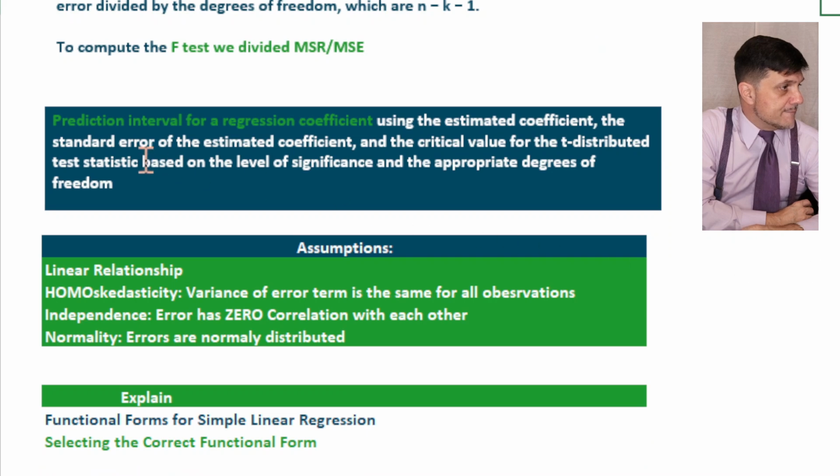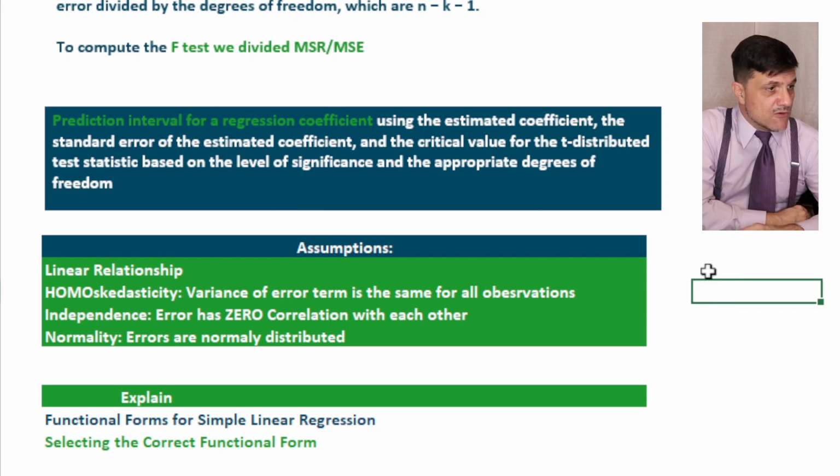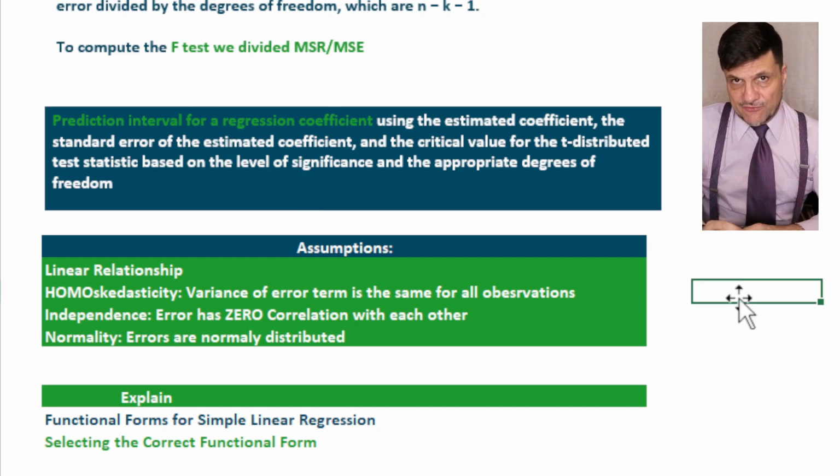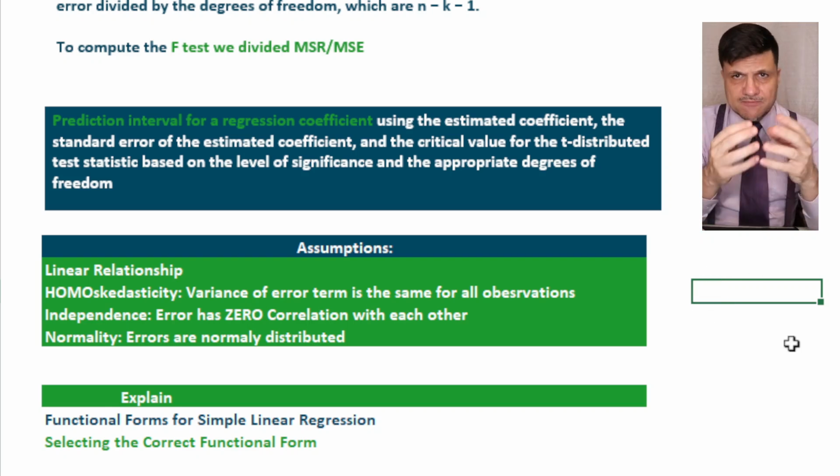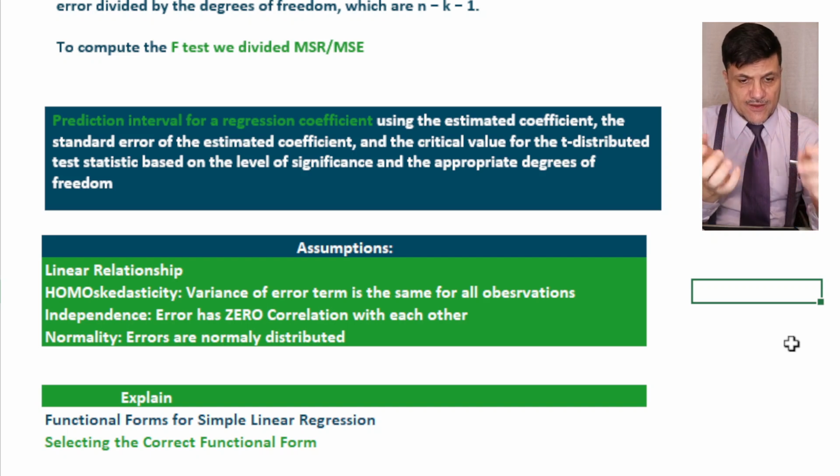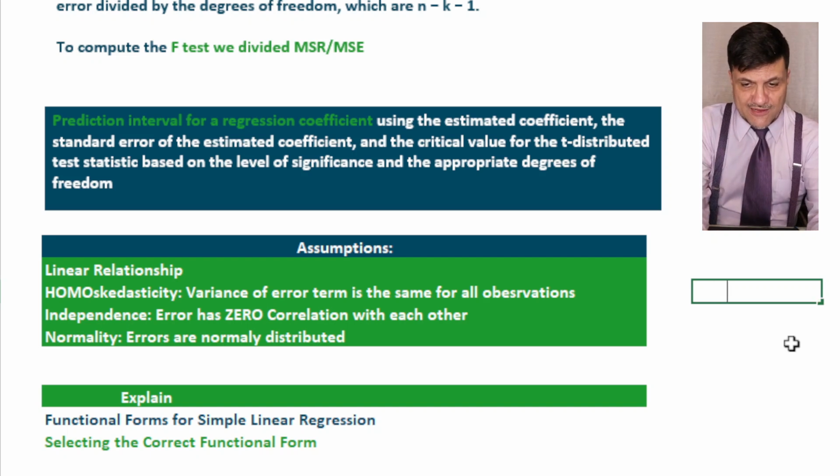Prediction interval: using the estimate coefficient, the standard error of the estimate coefficient, and the critical value of the t-distribution, find the interval. So look, it could be a question that you have to calculate the confidence interval in the exam. I don't think it's difficult. You need to memorize the concept here. You are always going to have an expected value.